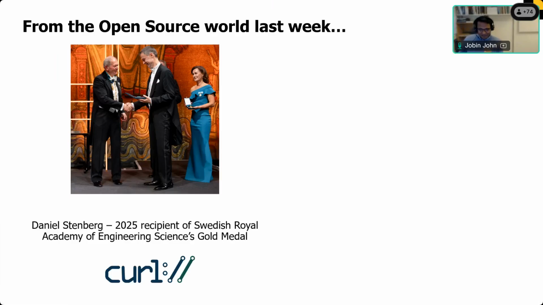This is Daniel Stenberg. He is receiving the 2025 gold medal from the Swedish Royal Academy of Engineering Sciences for his open source project Curl. And Curl is basically a small library that helps with fetching files over the internet. It's installed in almost all devices that connect to the internet, basically our phones, laptops, cars, and even space. It's on the helicopter that landed on Mars a few years ago. And he was awarded for his contribution to engineering with this open source library.